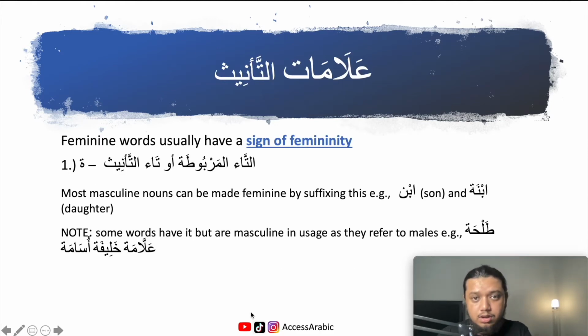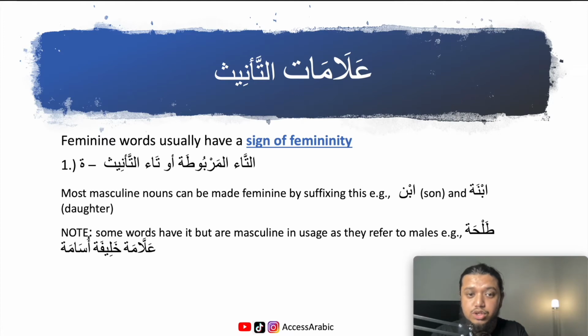Arabic words are divided into 2 categories, feminine and masculine. Whilst this concept may seem unfamiliar to many English speakers, this is standard practice in most languages in the world. The golden rule to remember is that all words are masculine until proven feminine. So how can we tell if a word is feminine or not?